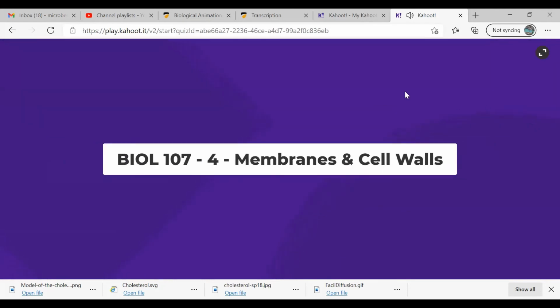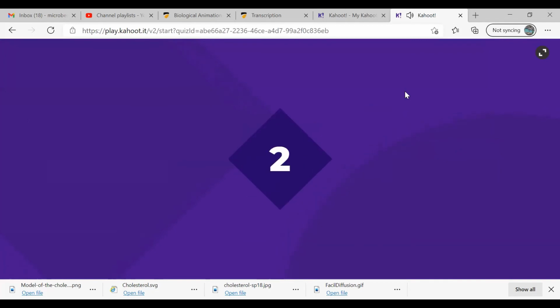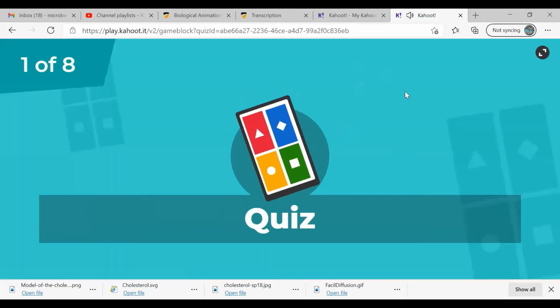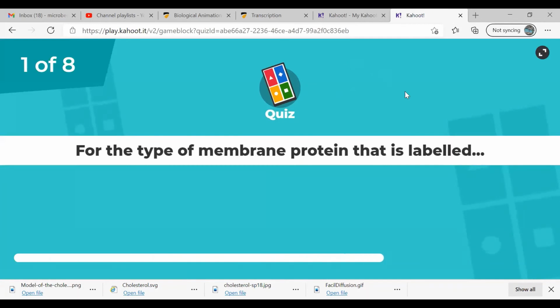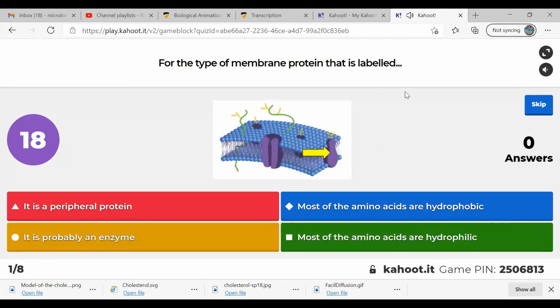So 8 questions. Membranes and cell walls. Number 1, for the type of membrane protein that is labeled, what is it?